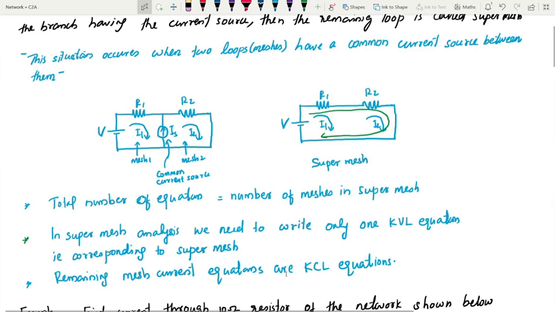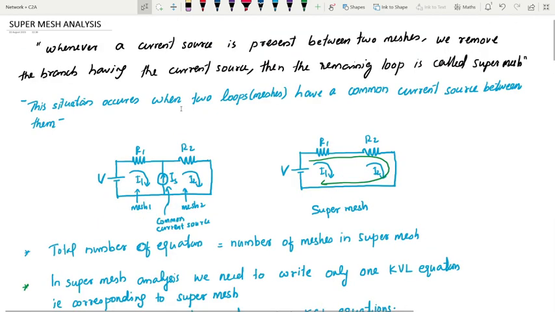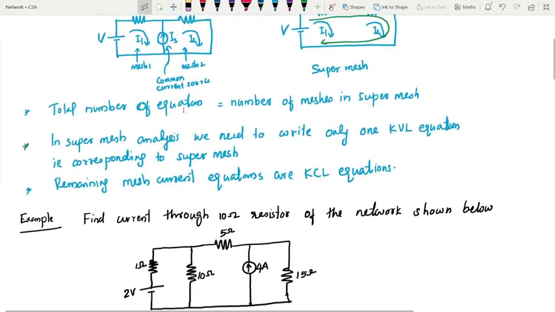The remaining mesh current equation is obtained by applying KCL at the super mesh. So before leaving this current source, we can apply KCL at this node. Then that equation is the other equation. So the super mesh KVL equation is the first one, and applying KCL at this node gives the next equation. So the total number of equations becomes 2. Let's see the method of super mesh analysis using a simple example.